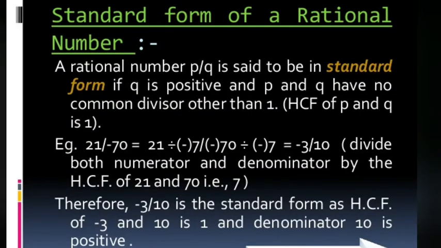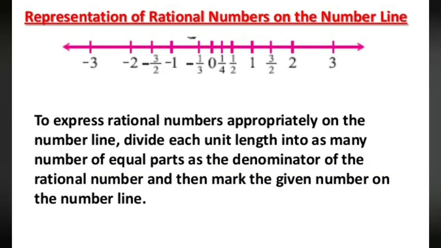Next is standard form of a rational number. A rational number p upon q is said to be in standard form if q is positive, meaning the denominator is positive, and p and q have no common factor other than 1, meaning the HCF of numerator and denominator is 1. For example, 21 upon minus 70: 21 is divided by minus 7 and minus 70 is also divided by minus 7. Then our answer is minus 3 by 10. Now minus 3 by 10 is in standard form because here the common divisor of numerator and denominator is 1 and the denominator is also positive.